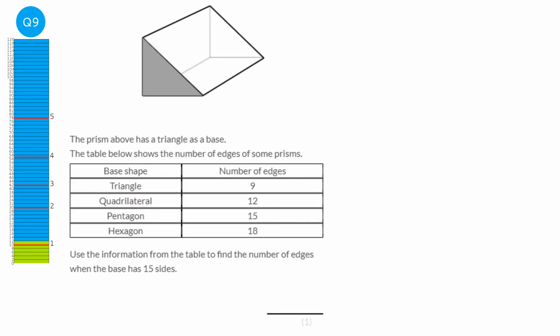So if we just look at the number of sides each of these shapes has, a triangle has 3 sides, quadrilateral 4, pentagon 5, hexagon 6. And notice what's happening with the number of edges. They're multiplied by 3. Each time they're multiplied by 3. So all we need to do is get the 15, multiply it by 3, which will be 45. So there will be 45 edges.